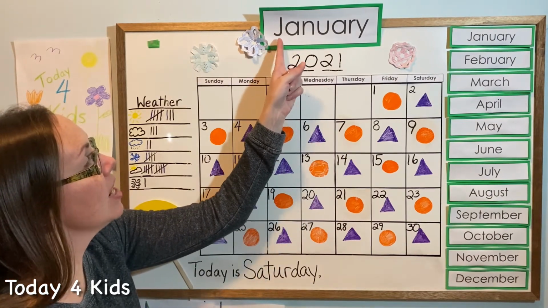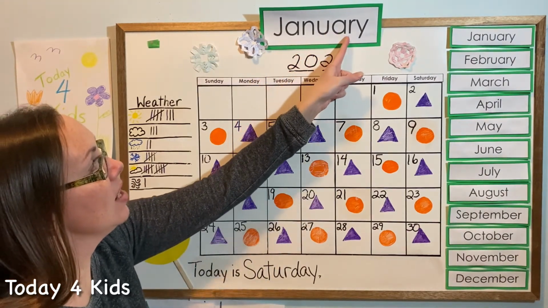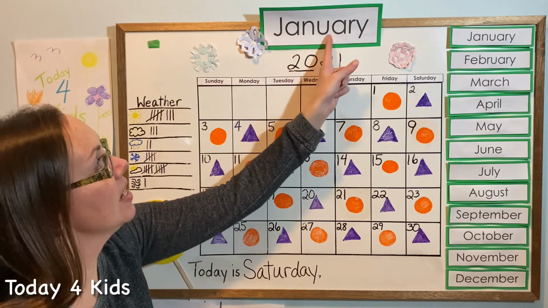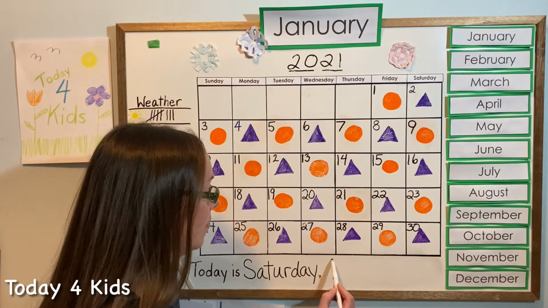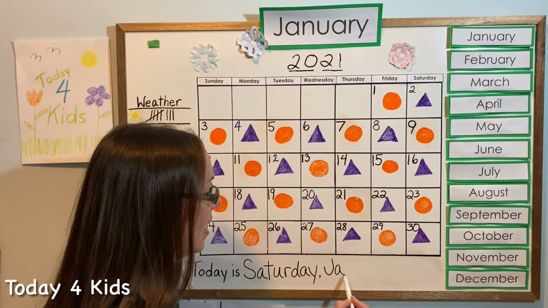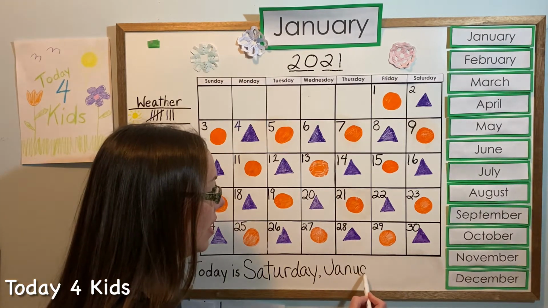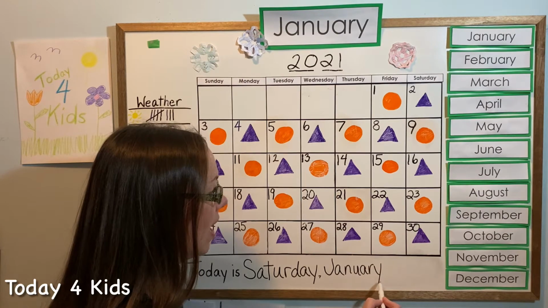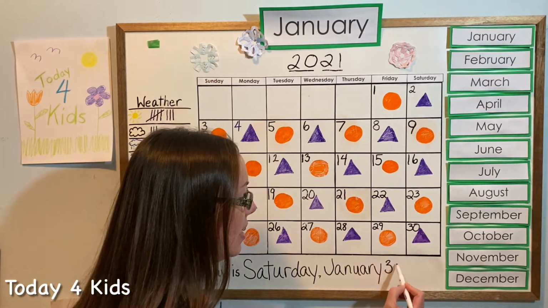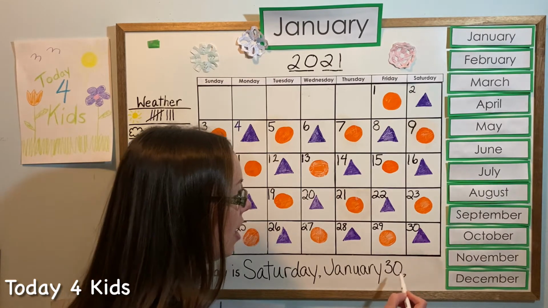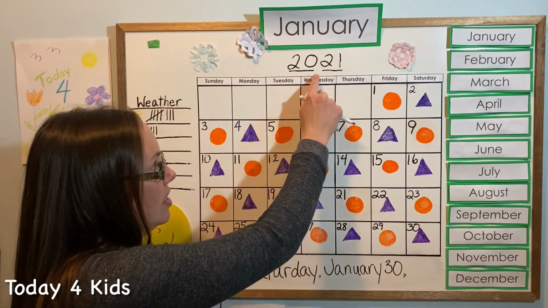So capital J-A-N-U-A-R-Y, January. So we're going to put capital J, and then we're going to put the number here. So 30, 0, and a comma, and then we're going to put the year 2021.